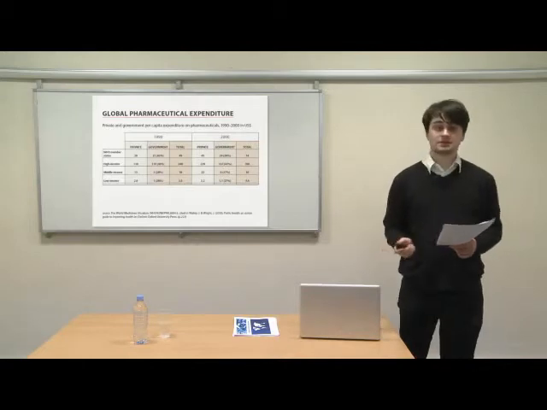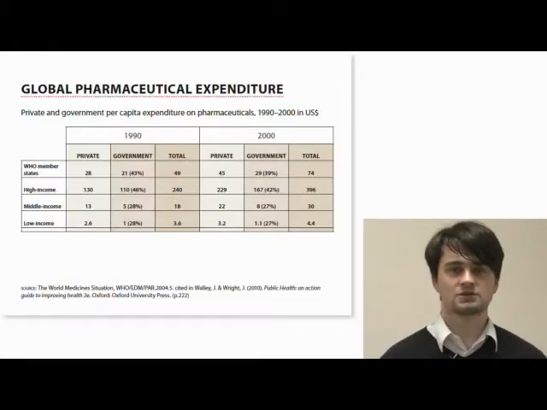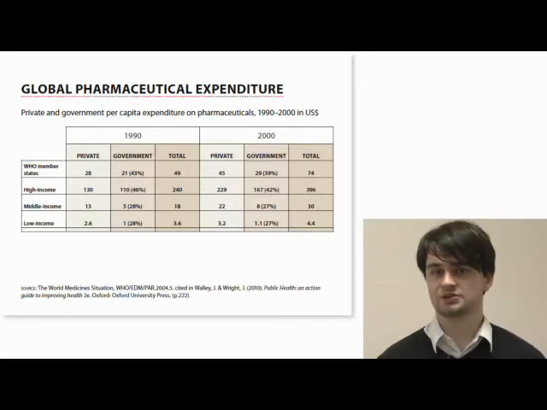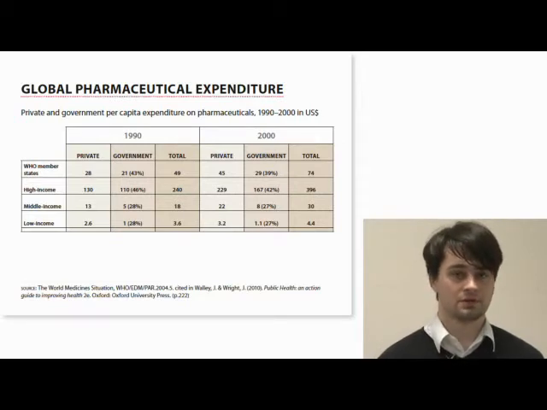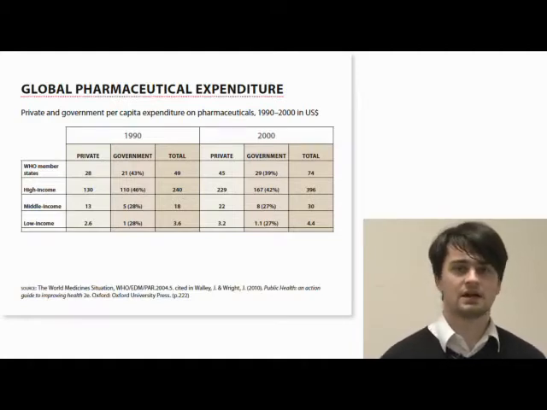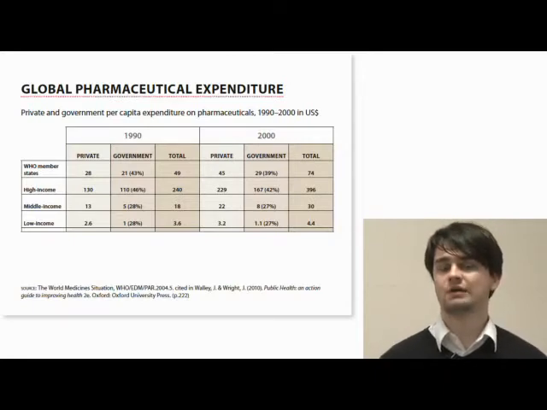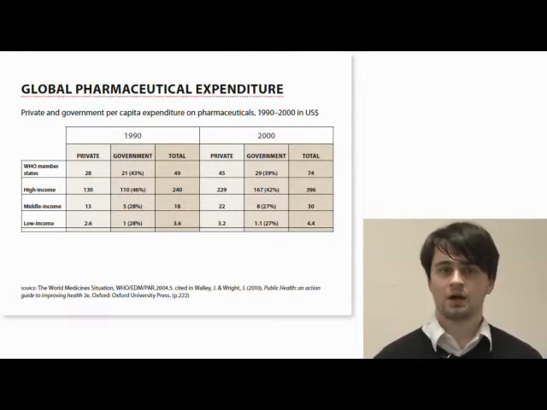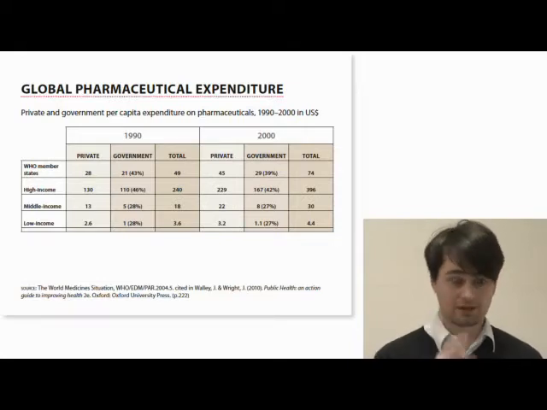Okay, as we can see, this table shows the private and government per capita expenditure on pharmaceuticals in 1990 and 2000. All the figures are in US dollars. There are several things going on here. First, private expenditure on pharmaceuticals outweighs government expenditure in all income categories, so high, middle and low incomes. Second, the total expenditure increased very substantially in this decade. If we compare the totals of the years 1990 and 2000, we can see that the increase is around 50% overall, with higher increases in the middle income countries.